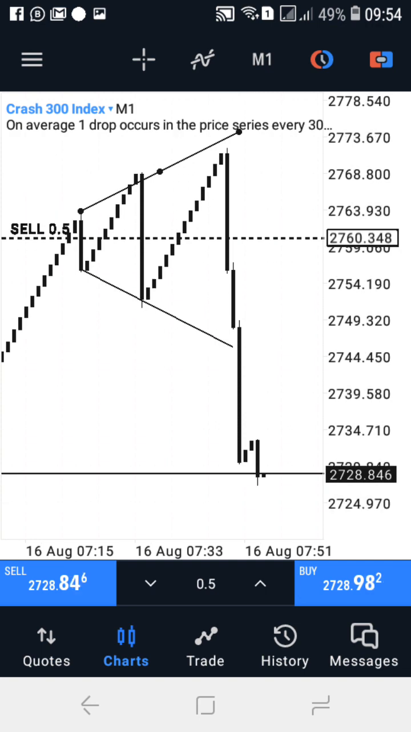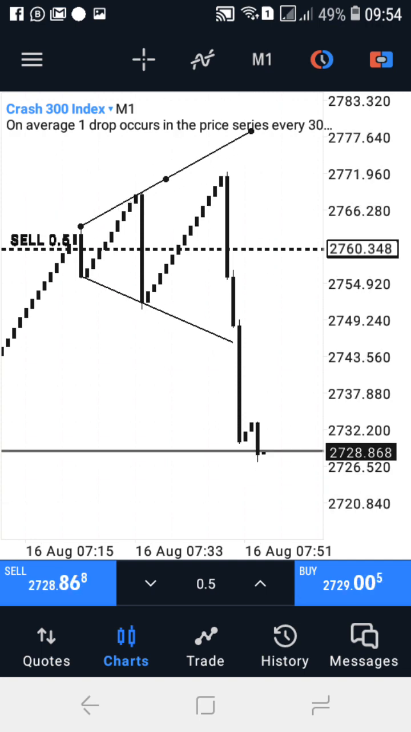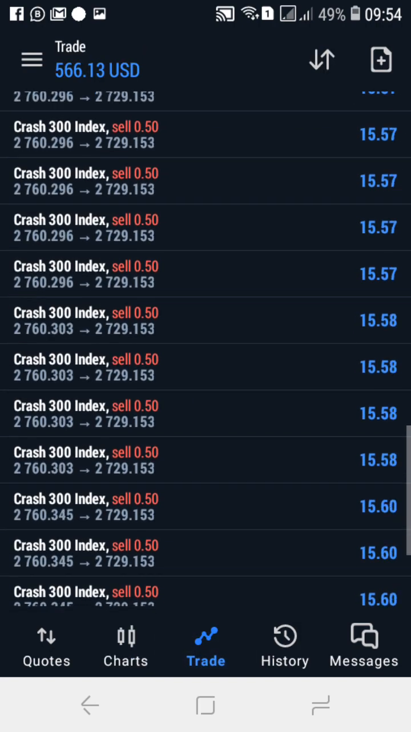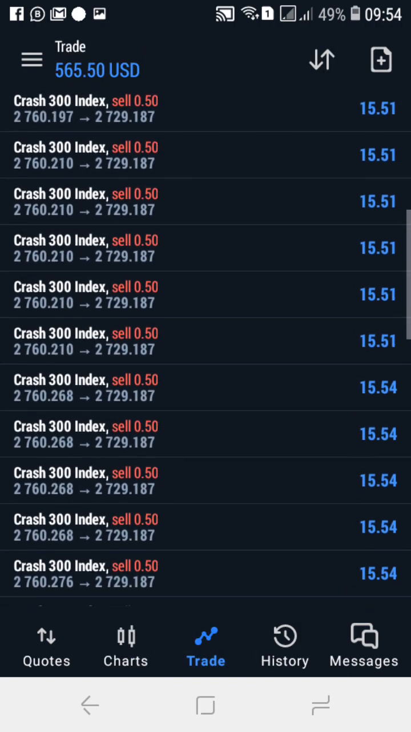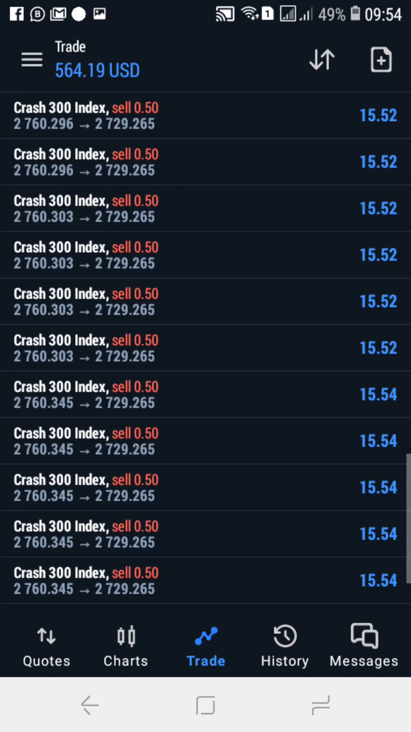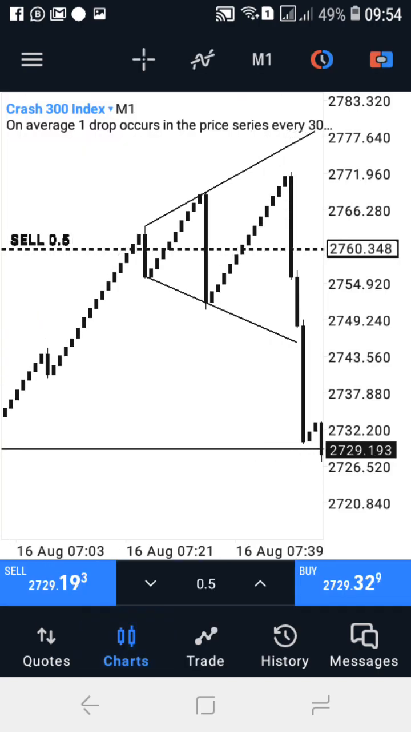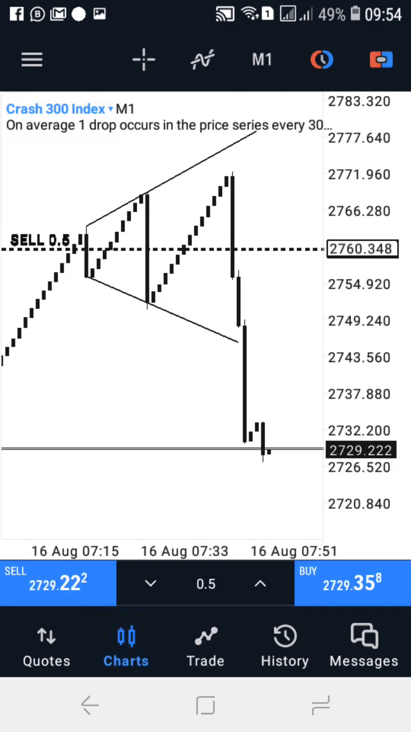Something like that. Okay, so a demo account all of a sudden. Okay, so there's an inducement, but I don't know why this one did not retest, but let's say it failed to break the higher high.